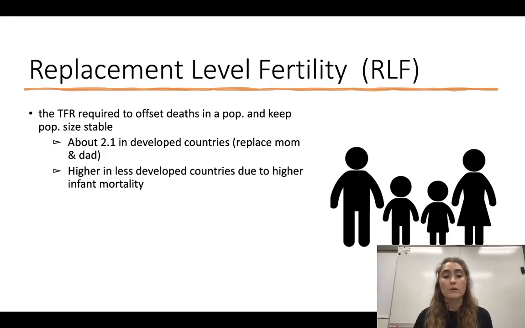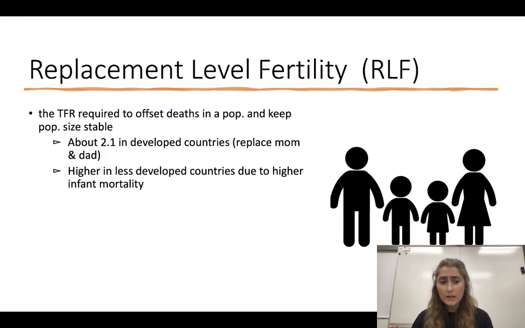Essentially, you are replacing the mother and the father of the child if you have 2 offspring. So the mom and dad are one life. As the mom and dad die, then those 2 children replace them within the population. That's replacement level fertility in a developed country.